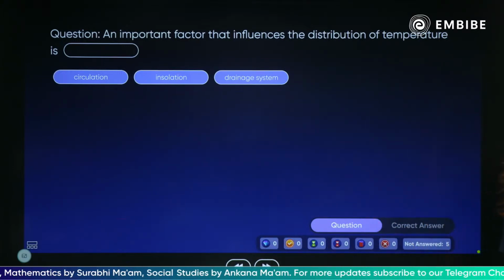So let's answer another question quickly. The question is, an important factor that influences the distribution of temperature is circulation, insulation or drainage system. Which out of the following affects the temperature? Temperature में से किससे affect होता है?